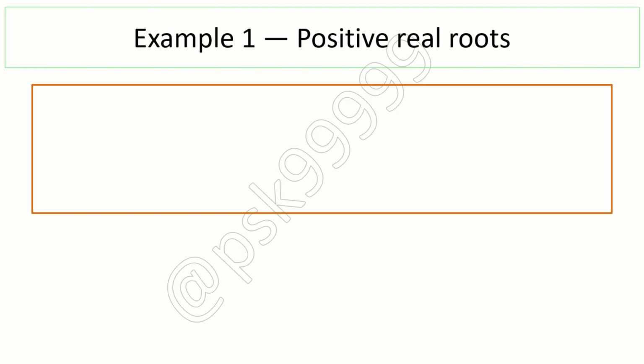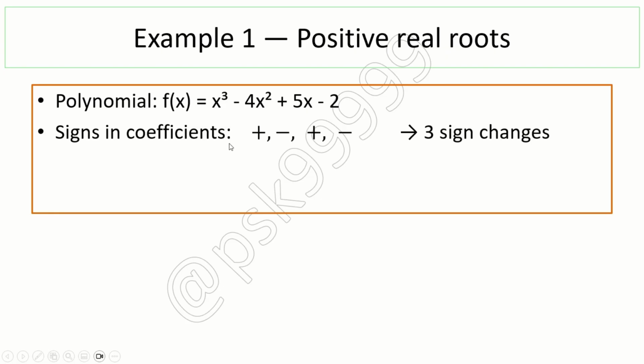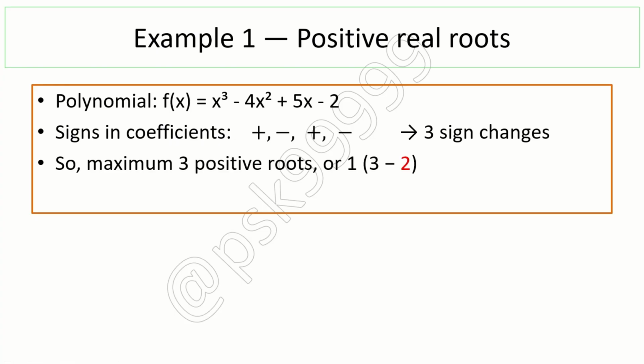So let's take an example and understand this method, Descartes rule. First, let's find out the positive real roots. Let the polynomial be x cube minus 4x square plus 5x minus 2. We can clearly see there is a change in coefficient from positive to negative here, right? First is positive, next is negative, then positive, then negative. So there is a change here: 1, 2, 3. There are 3 sign changes. So the maximum possible positive real roots are 3, or it can be 1, since 3 minus 2 is 1.